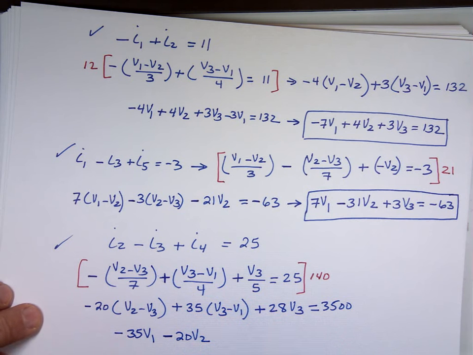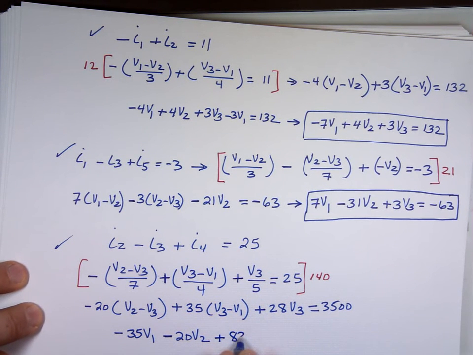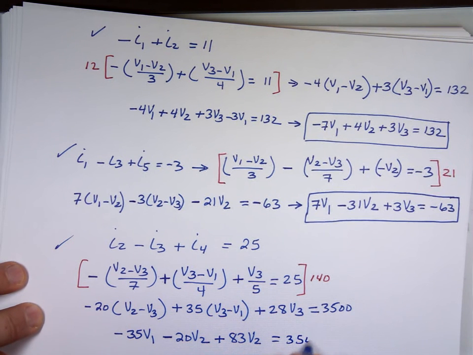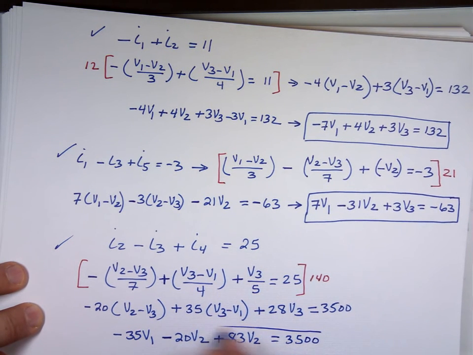This is what? Positive 20, positive 35. What's 20 and 35? 55 plus 28. Is that 83? Yeah. We can use a calculator. That's 55, 75, 83. Yep. And that's my third equation.